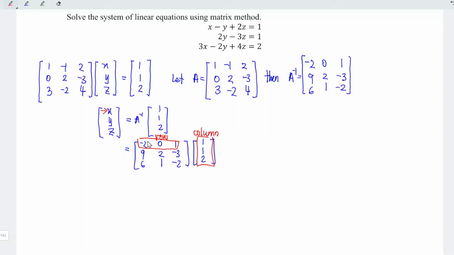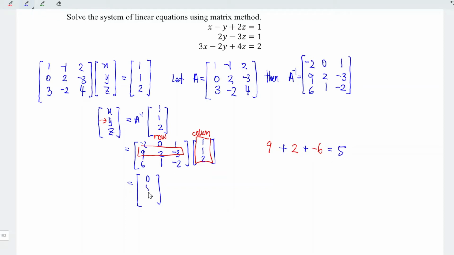So which means that we should have minus 2 times 1 is minus 2, 0 times 1 is 0, 1 times 2 is 2. And what we have to do next is to add up. So we have minus 2 plus 0 plus 2, which is equal to 0. In other words, x is equal to 0. For the unknown y, which is the second row, so we should take 9 times 1 is 9, 2 times 1 is 2, minus 3 times 2 is minus 6. Also, we should add up. And this is equal to 5.